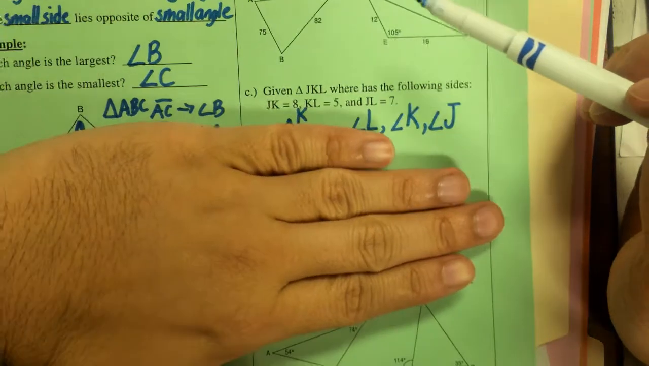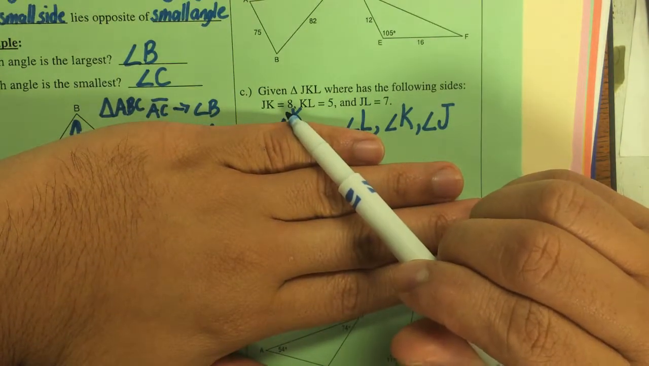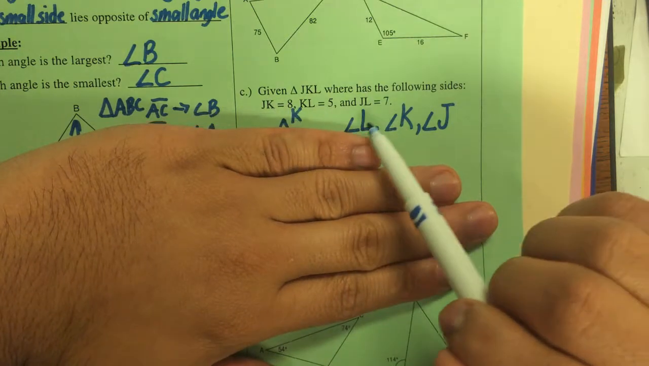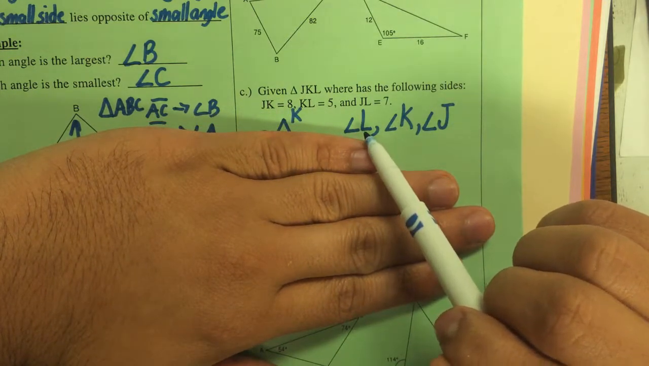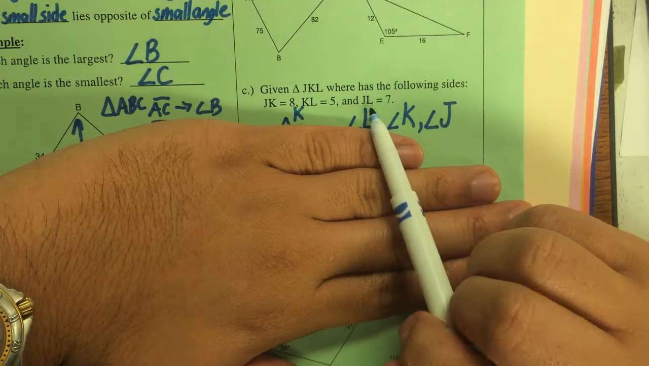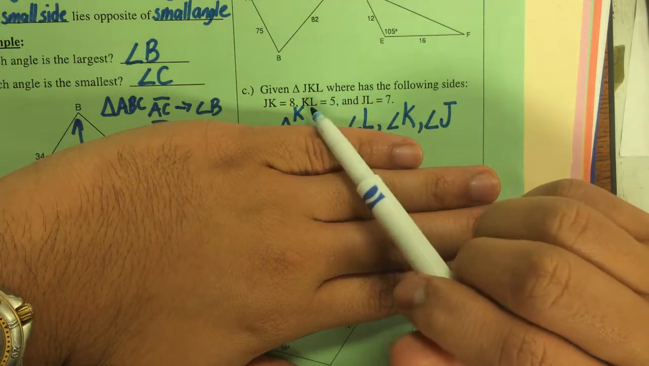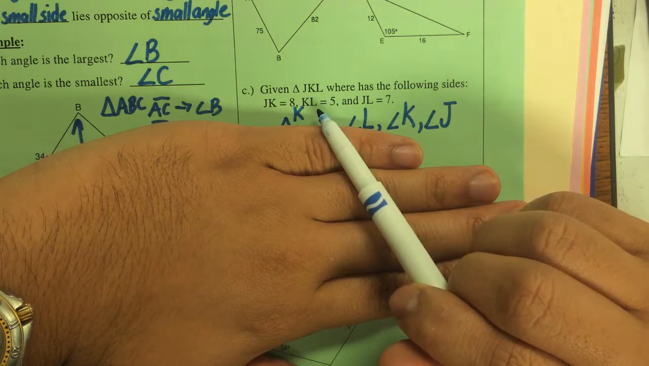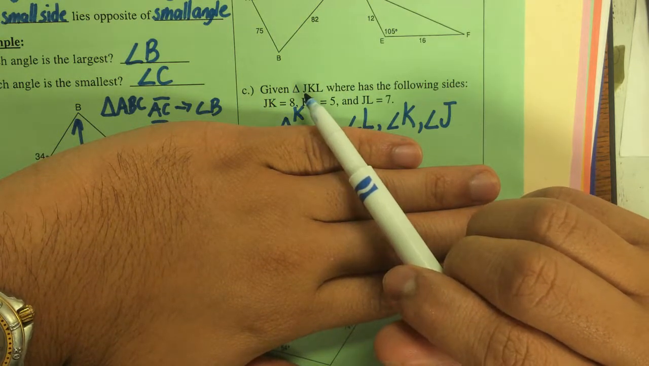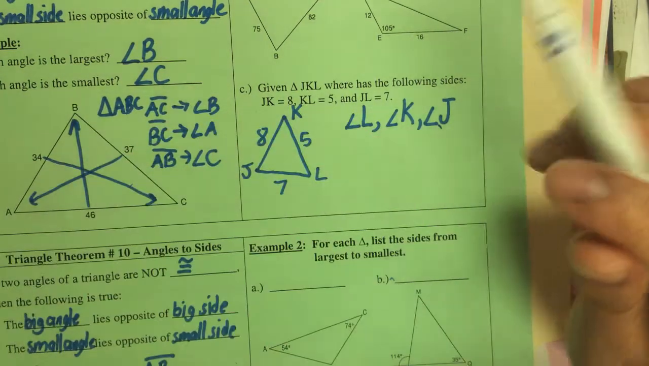Or using my alphabet trick, biggest is 8, JK is 8, JK is missing L, so JK goes with L. My middle is 7, which is JL. JL is missing K, so JL goes with K. And KL is 5, it's missing the letter J from JKL, so KL goes with angle J.